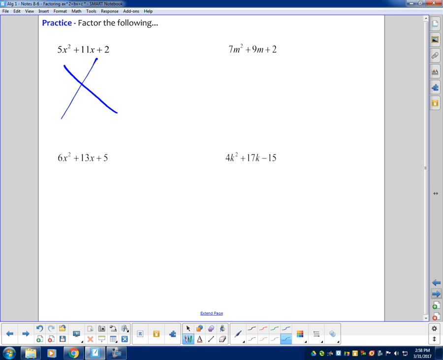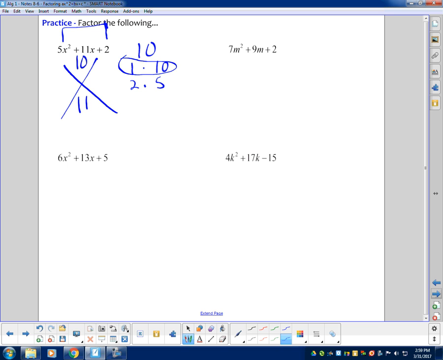We're going to take the first and the last term and multiply them together. That's 10. That goes in the top of the X. The middle term, 11, goes in the bottom. We need to find factors of 10. So we have 1 times 10, 2 times 5, that's it. Looking for the factors that add to equal 11.